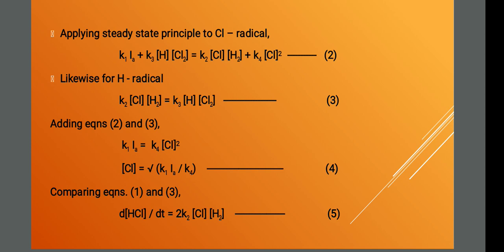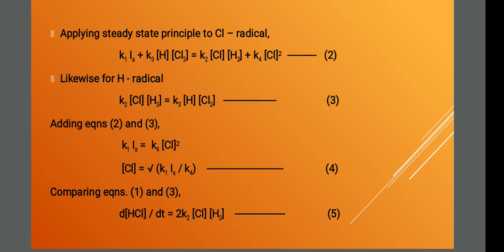Now we have to compare equation 1 and 3. So we get the final equation of the format dHCl divided by dt will be equal to 2K2 into Cl into H2. Is it okay? And now substitute the value of Cl from equation 4 and equation 5. We get the final format dHCl divided by dt is equal to 2K2 into square root of K1 Ia divided by K4 into H2.